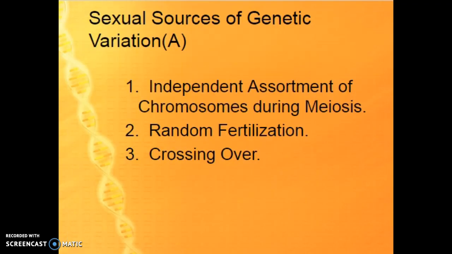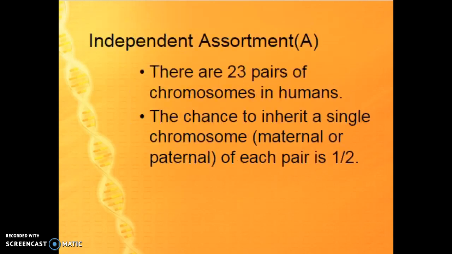There are 3 big sources of genetic variation in meiosis: independent assortment, which we talked through, random fertilization, and crossing over, which we'll talk through here in a few. So in humans, let's apply some of our math to that picture I showed. We've got 23 pairs of chromosomes. So the chance to inherit 1 chromosome is 1 out of 2. You've got a 50-50 shot.